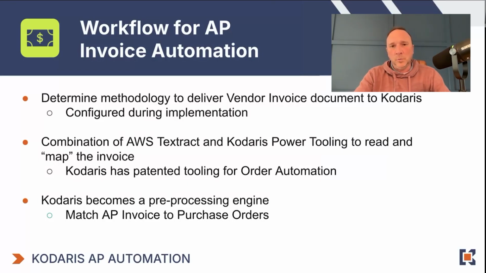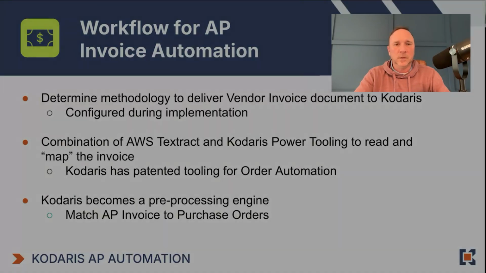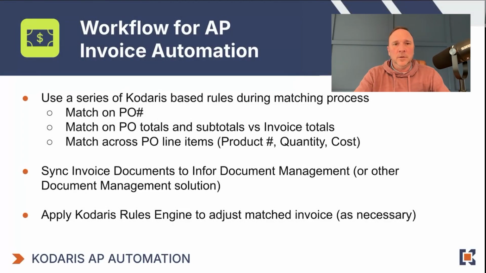So we've received the email, we've analyzed the document, we've extracted the data to create an AP invoice inside of Coderis. And we're now going to start to match that to one or more purchase orders or purchase order receipts, again, in advance of posting it to the ERP. So how are we doing that matching? We're leveraging a number of different rules.